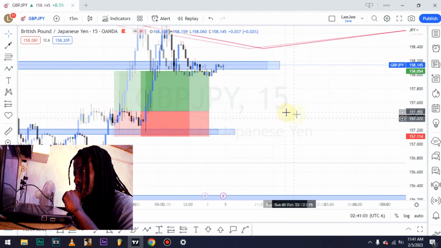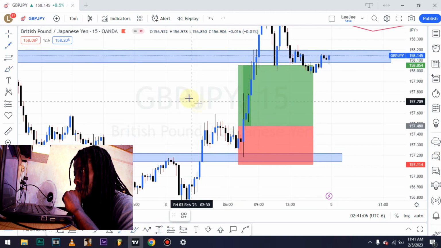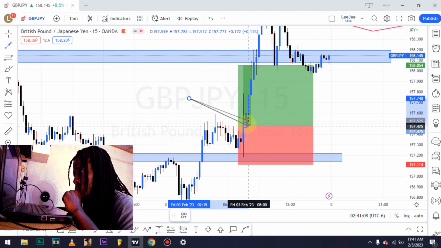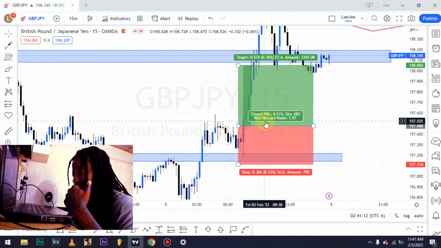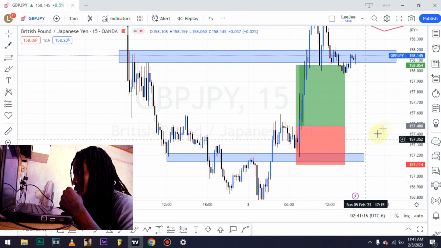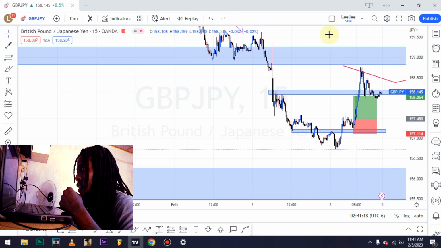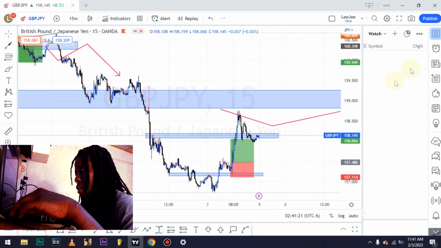So you can see there was this engulfing candlestick over here that made me jump into this trade, and that was a 1-to-1 risk reward ratio, if you can call it that. Risk 36 pips, and then went in for 57 pips. That was easy, guys.